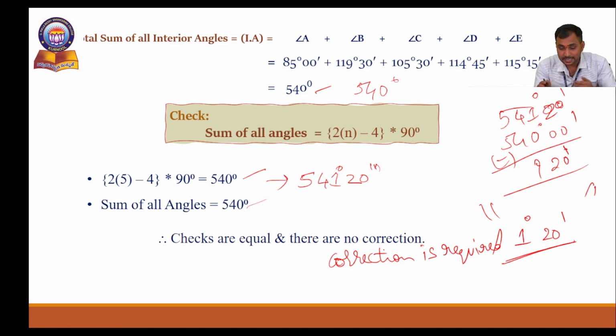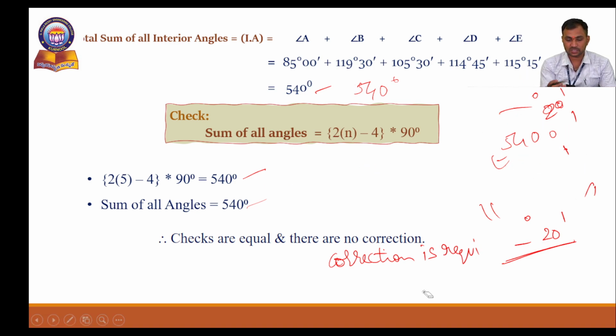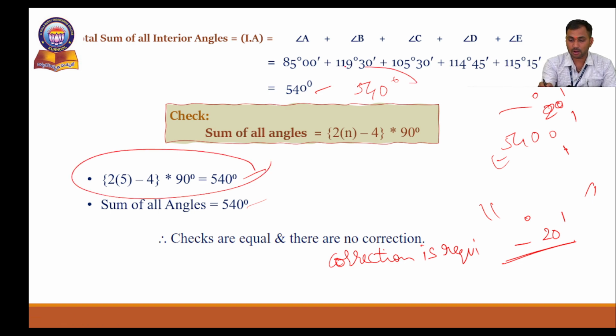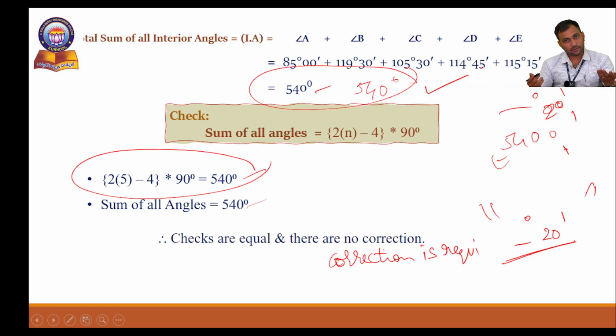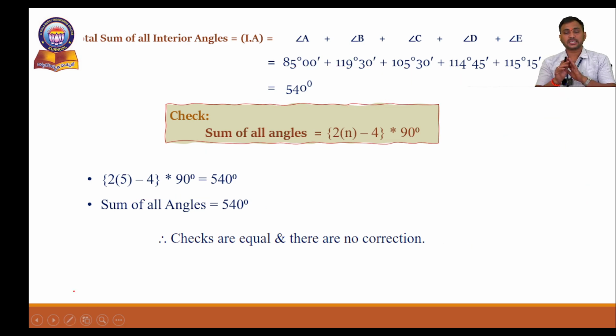So in our case there is no correction, so all conditions are satisfied. The summation of all interior angles is 540, and from the check formula (2n minus 4) into 90 degrees is also 540. That's why the checks are equal and there are no corrections required.